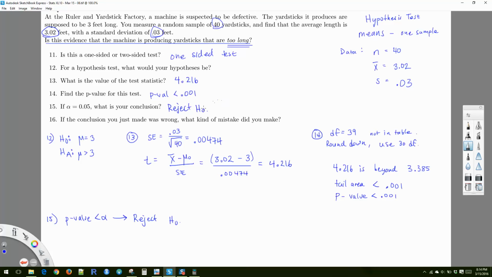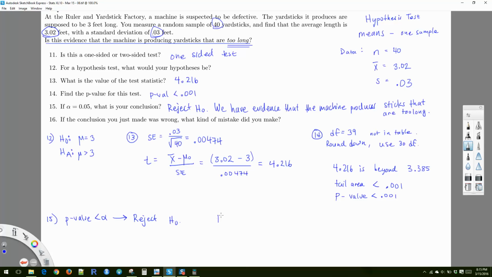Okay, what does it mean to reject the null hypothesis? Does it mean we have evidence or we do not have evidence? We have it. Yeah, so we say we have evidence. Here, actually, I should write this up here. We have evidence that the machine produces sticks that are too long. Okay, so that's number 15.